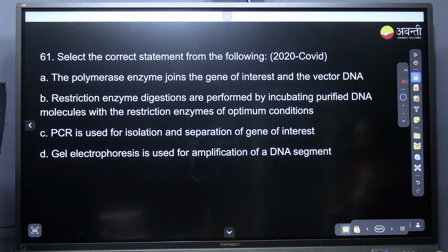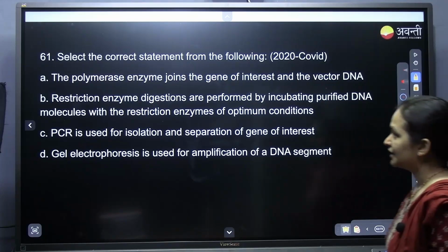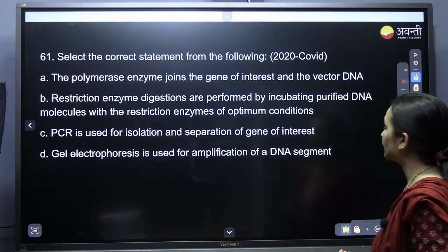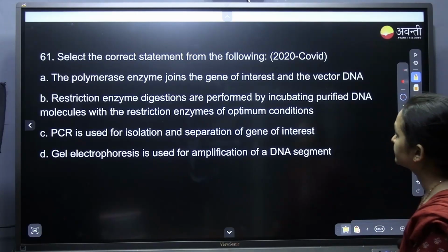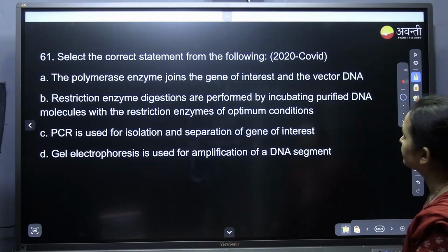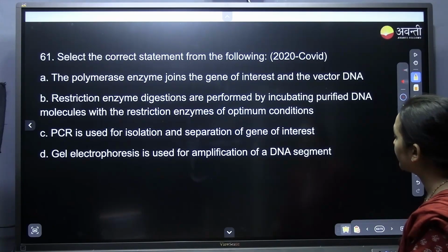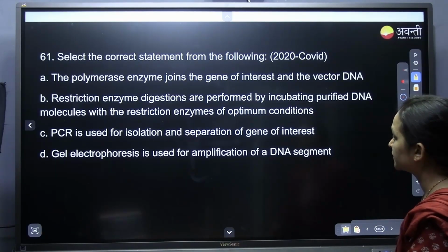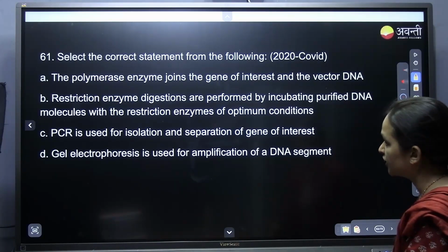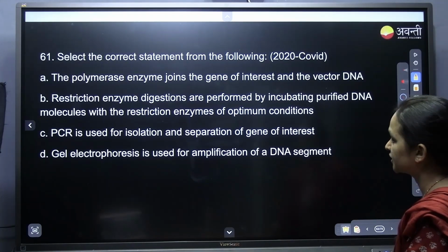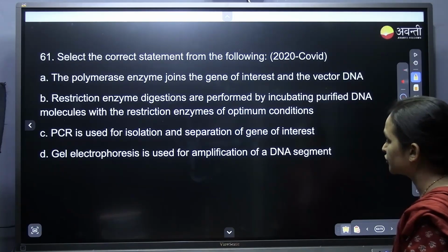Select the correct statement from the following. We need to find the correct statement. The polymerase enzyme joins the gene of interest and the vector DNA. Restriction enzyme digestions are performed by incubating purified DNA molecules with a restriction enzyme of optimum condition. PCR is used for isolation and separation of gene of interest. Gel electrophoresis is used for amplification of DNA.